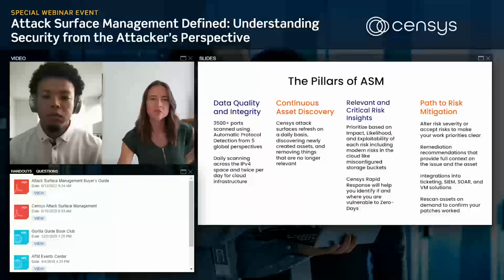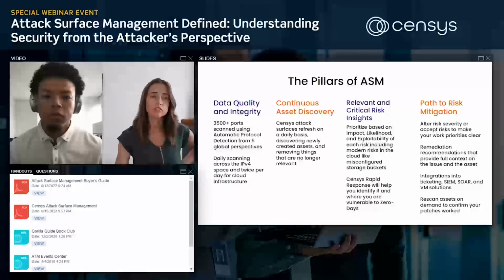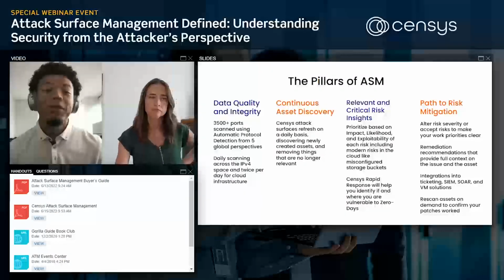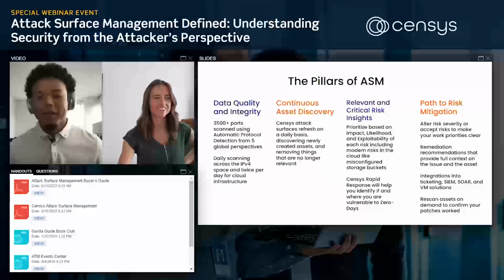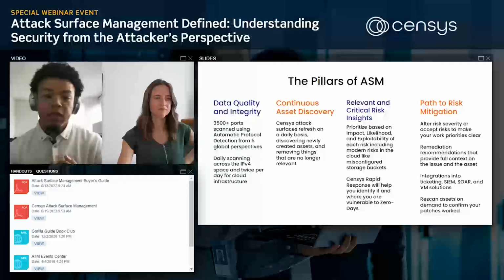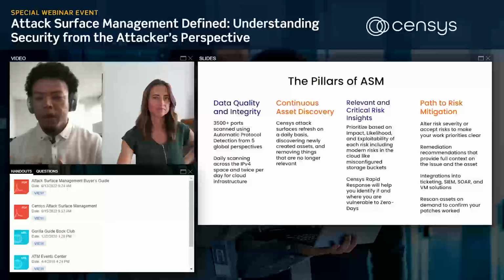Okay, here's a fun one. If a 0-day comes out, are the risks getting updated? Absolutely, yes. This is actually my favorite thing about Censys. I talked about the risk framework and how we want to give that attacker's perspective.